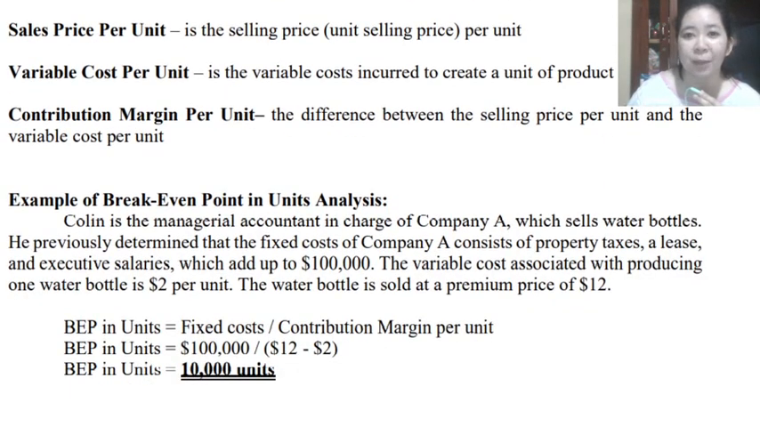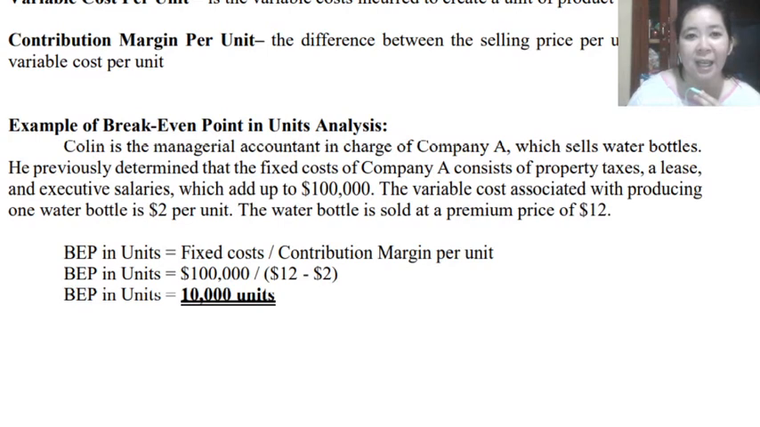So these are the elements of the formula for our break-even point in units. To understand better, we have here an example. Colin is the managerial accountant in charge of Company A, which sells water bottles. He previously determined that the fixed cost of Company A consists of property taxes, a lease, and executive salaries, which add up to a total of 100,000. The variable cost associated with producing one water bottle is 2 per unit. The water bottle is sold at a premium price of 12.